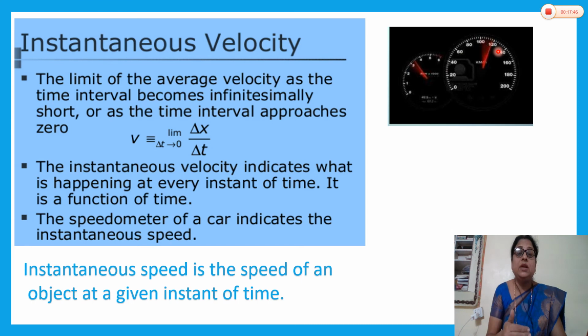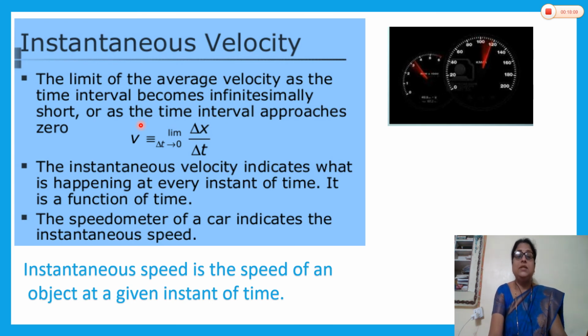At a given instant, in a very short interval of time, the speed at a given instant is given by the speedometer. That is called the instantaneous speed. It is the speed of an object at a given time. Similarly, the limit of the average velocity for a short interval of time is called the instantaneous velocity.